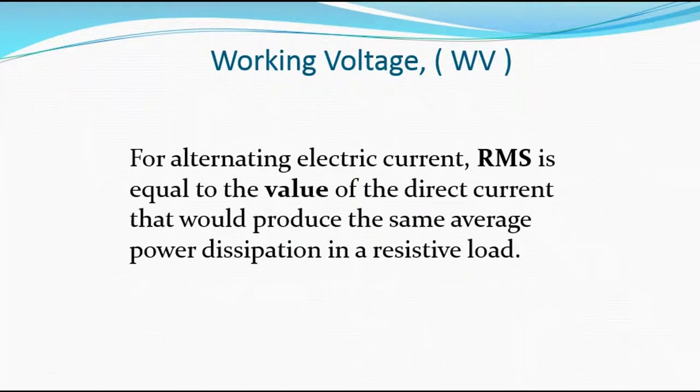let's go straight to the main work of it. For alternating electric current, RMS is equal to the value of the direct current that will produce the same average power dissipation in a resistive load. You get that? For alternating electric current, root mean square is equal to the value of the direct current that will produce the same average power dissipation in a resistive load.